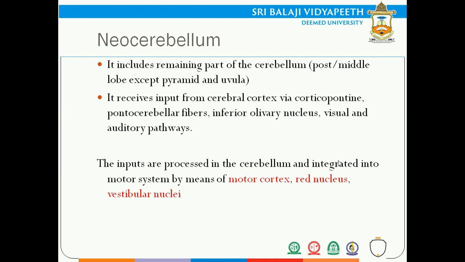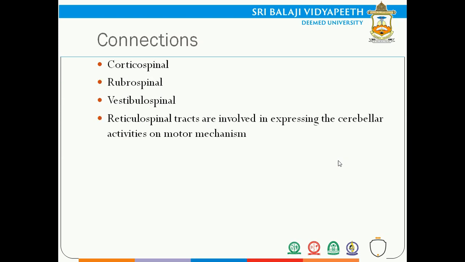Okay, and this integration is possible mainly by the control of the motor cortex first, second, the red nucleus, what we call the rubrospinal pathway. Rubrospinal is one important tract that passes through the red nucleus to the spinal cord. Then the vestibular nuclei, which have fibers that cross through the vestibular nucleus in the brainstem. So these are the three major pathways through which the inputs are coordinated. Coming to the connections: corticospinal, rubrospinal, vestibulospinal, reticulospinal. These are the four important motor tracts that pass through the cerebellum.